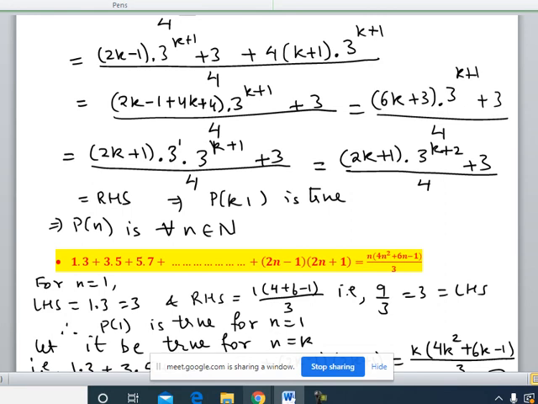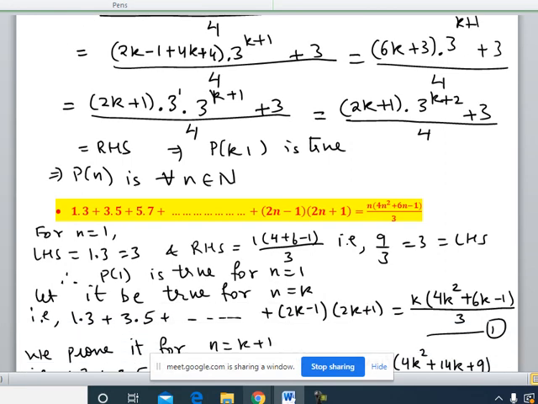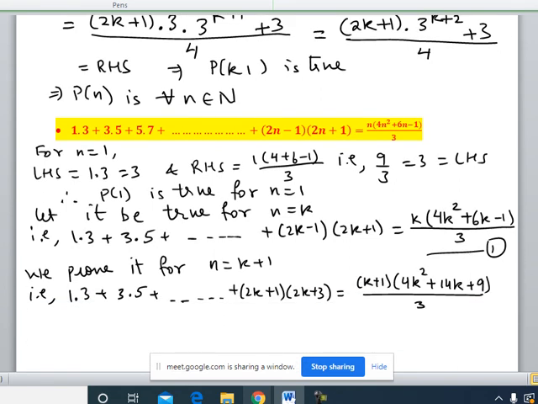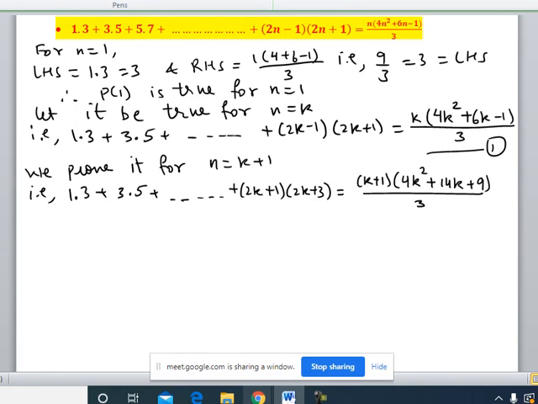Okay. Now let us take another one. Again you can see the calculation for 1 is already done, and for k we have assumed the result to be true, and we will be checking it for k plus 1.